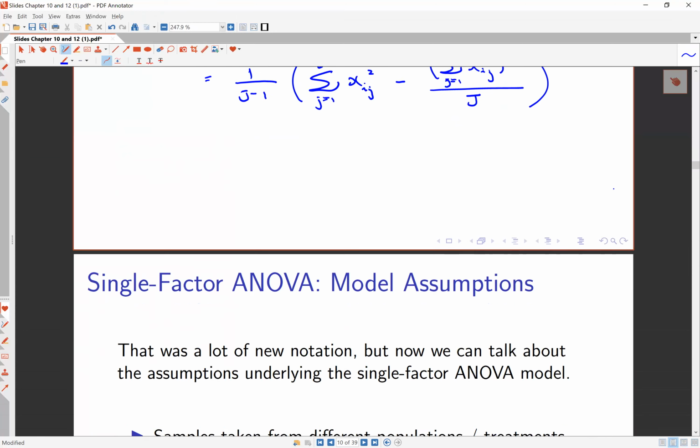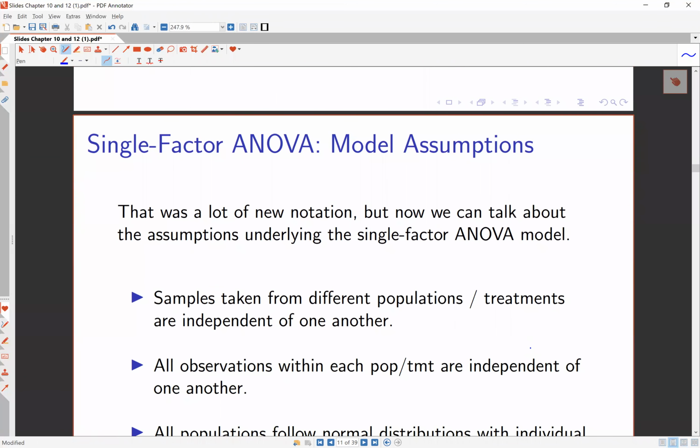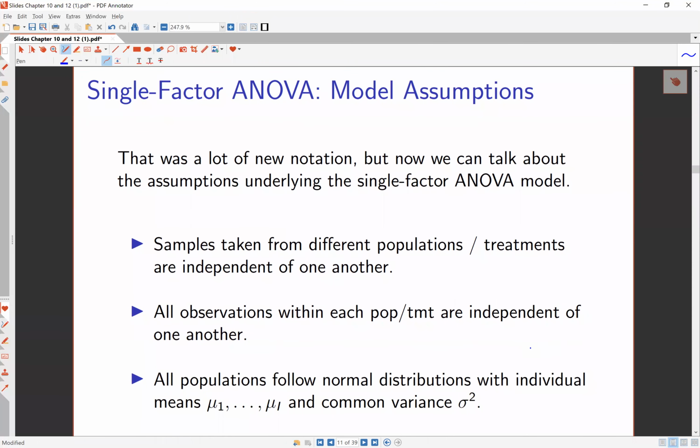So for each group, you can just take that group's data, calculate the group-specific average, the group-specific variance, and then we also define a grand mean, grand average, which is the overall average of all the data.